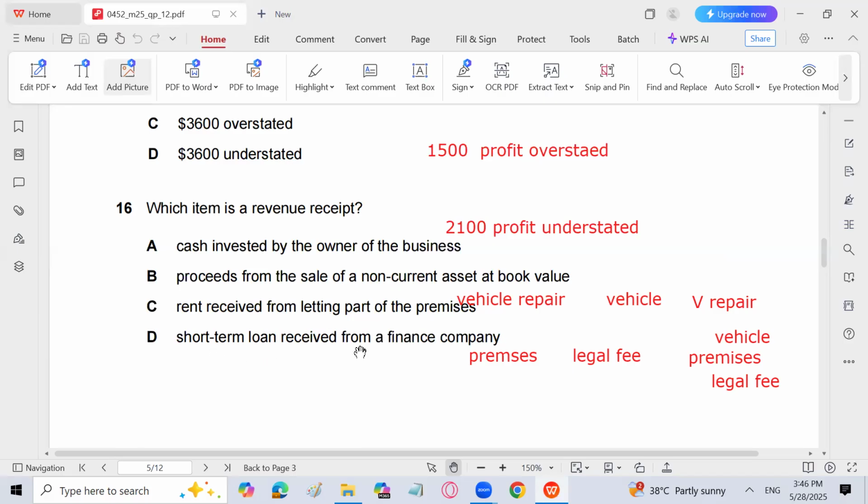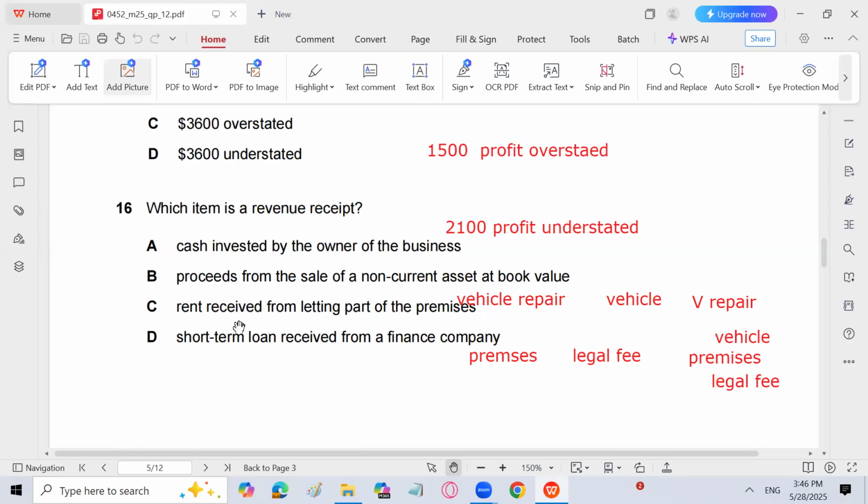Sir, why short-term loan received from a finance company? Because it's a short-term loan. If it is going to be a long-term loan, we could have treated as a, oh, sorry. Which item is a revenue receipt? Sorry. So rent received from letting part of the premises, that is a revenue receipt. It is not asking for the capital receipt. B is a capital receipt. A is also a capital receipt. Short-term loan can also be treated as a capital receipt.